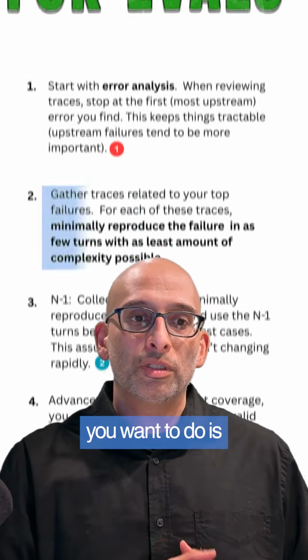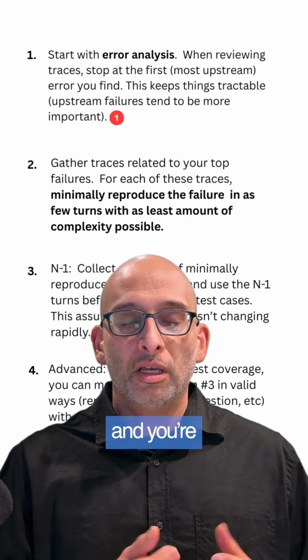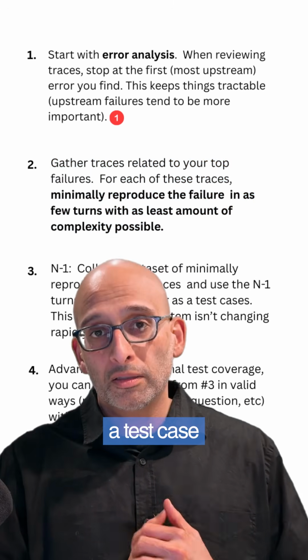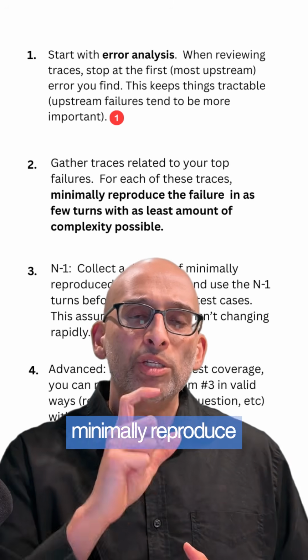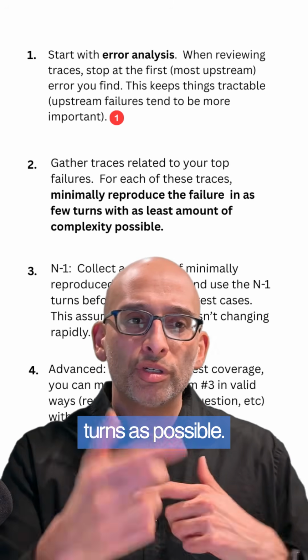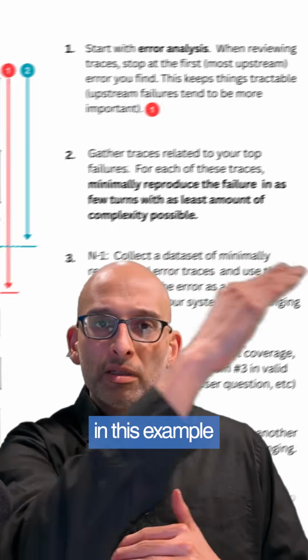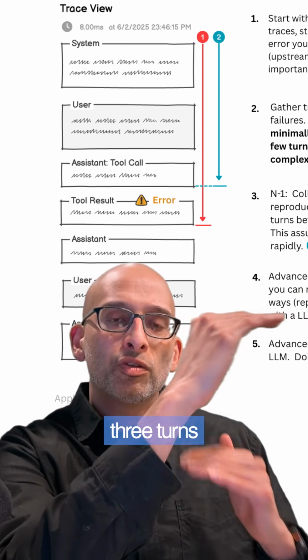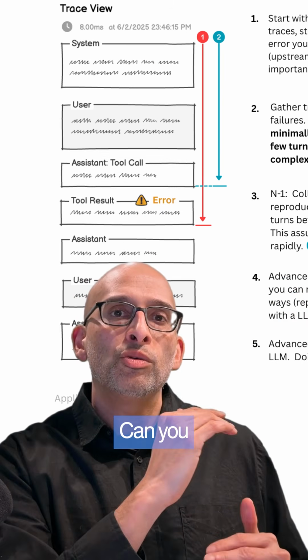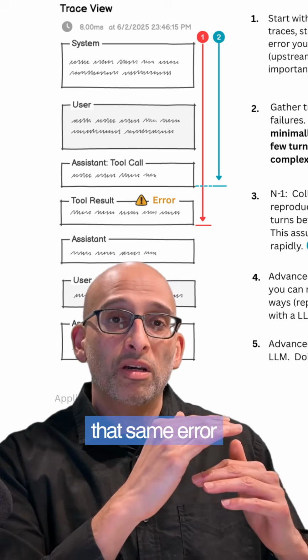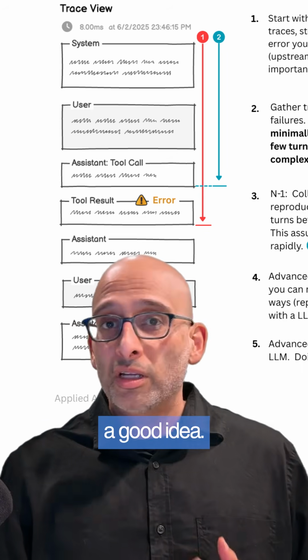The second thing you want to do is if you do find an error and you're trying to create a test case from that trace, try to minimally reproduce that error in as few turns as possible. So let's say in this example on the flashcard, it's taken 3 turns before we hit the error. Can you minimally reproduce that same error in just 1 turn? That's always a good idea if you can do it.